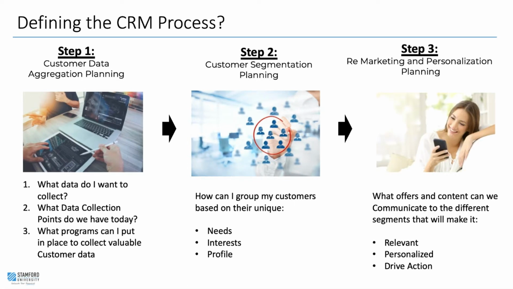And then the third step, once you've figured out the segmentation, it's then to create offers and content that match the needs of the different segments. We need to make sure that the communication is relevant, personalized, which is very, very important, especially today in the digital world. People expect it to be personalized, and also will drive the desired actions that we are looking for, which is in most cases repeat sales. All right, so these are the three main steps around the CRM process that I put in this program for you today.